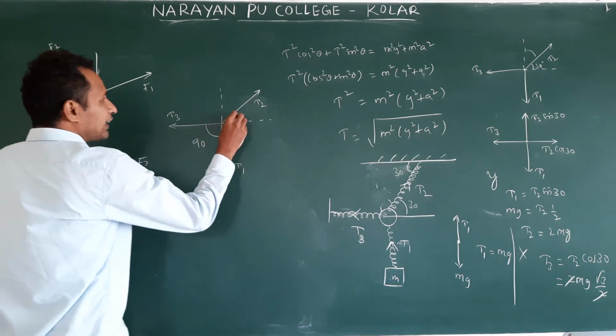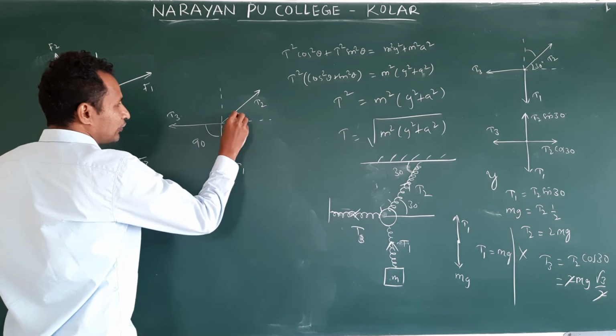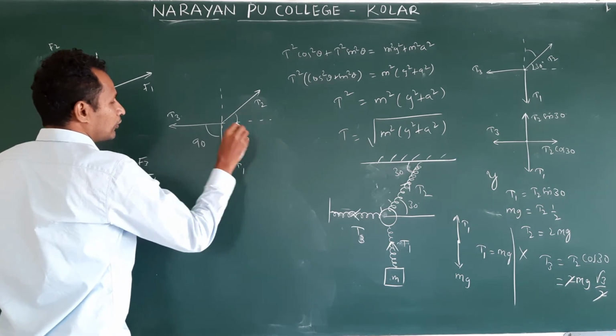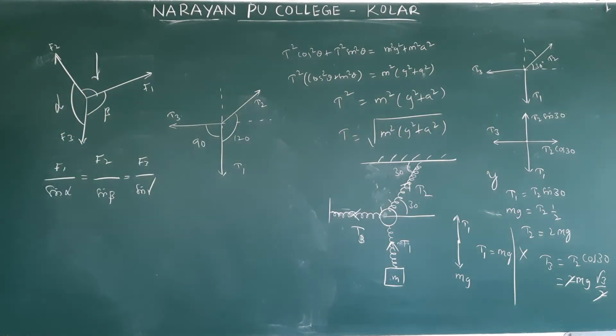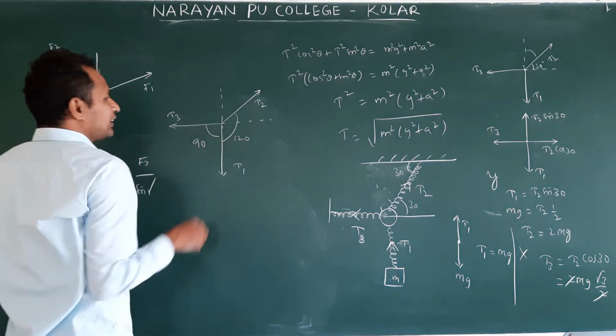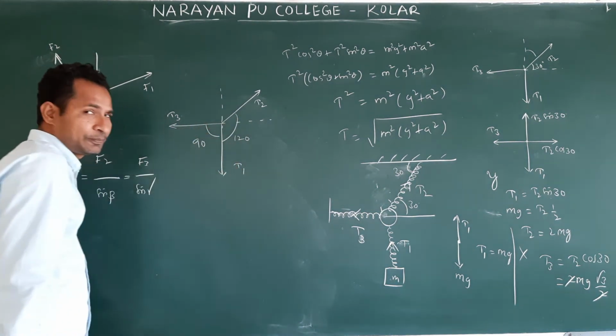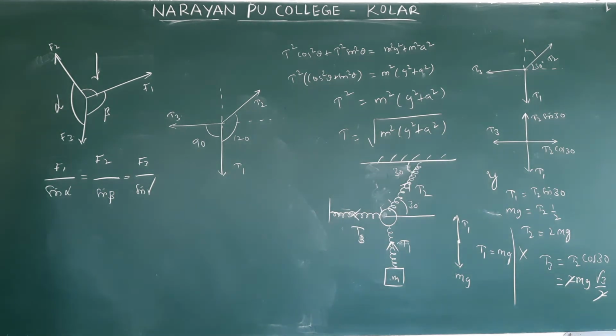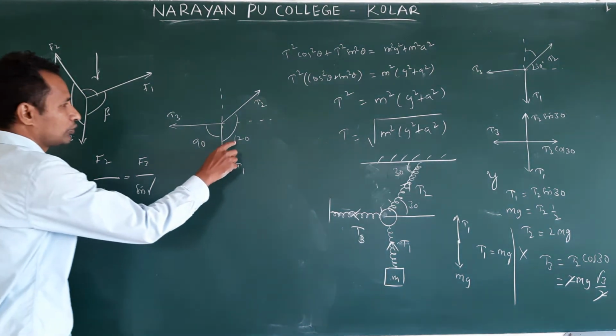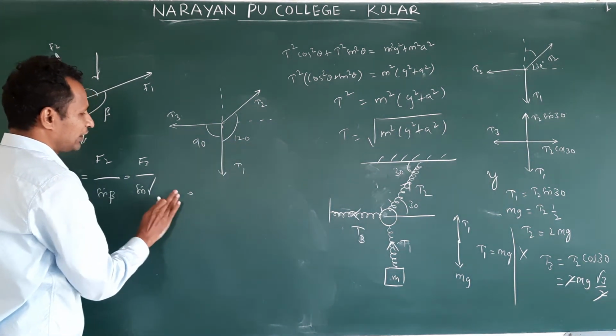Okay? This is already 30, this is 90, 120. Am I correct or not? Total angle is 360. 90 plus 120 is 210, so the remaining is 150. Or we can do this.